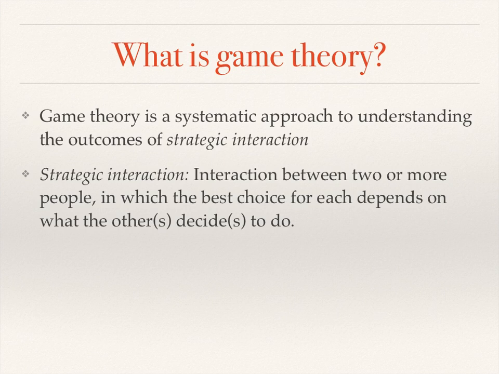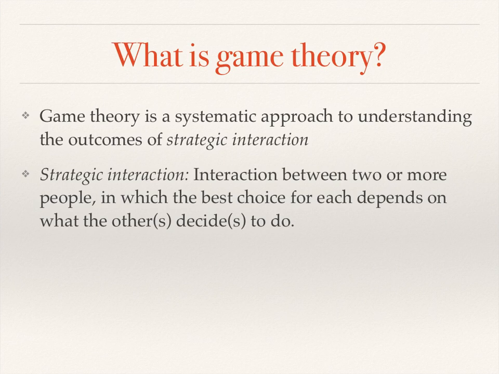So if you wanted to speak formally, you could say game theory is a systematic approach to understanding the outcomes of strategic interaction. Well, what is strategic interaction? It's just interaction between two or more people in which the best choice for each depends on what the other or others decide to do.